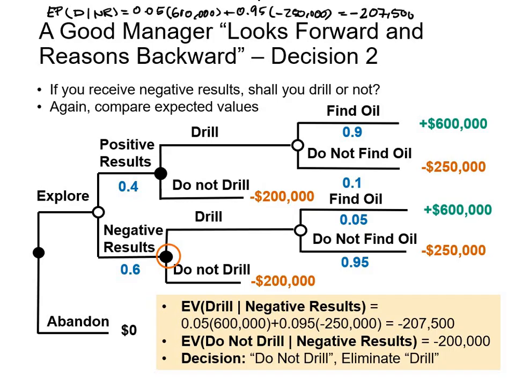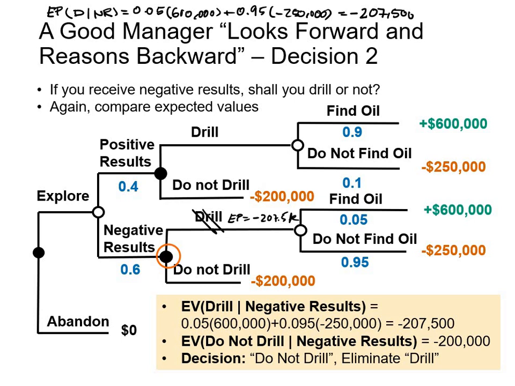Okay, so we can put here the expected payoff would be negative 207.5K, which is of course a greater damage than just leaving it. So that means if we get a negative result, then through backward induction, the best decision is to eliminate the drilling, because that will have a higher expected damage than just calling it quits.